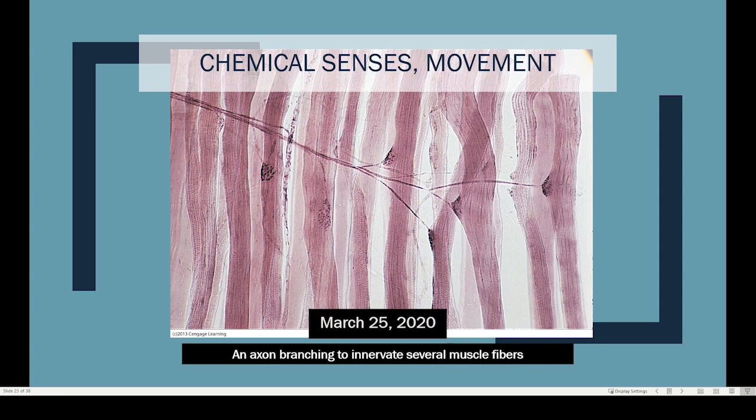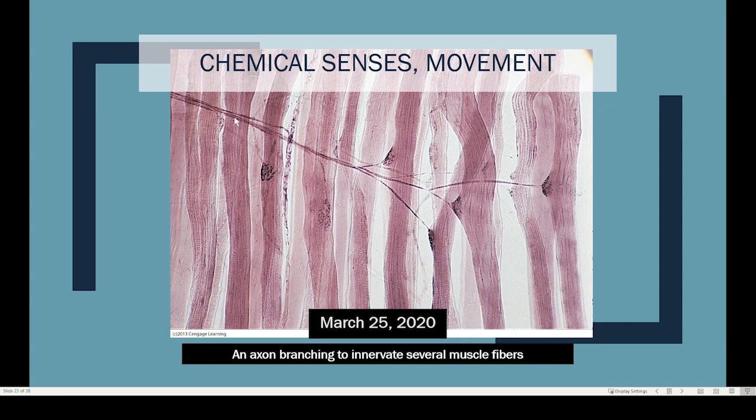All right, so that concludes the slides from Monday, which was March 23rd. So now we'll move into the slides from yesterday, March 25th, going over chemical senses in a little more detail, especially gustation, and then getting into movement control a little bit.